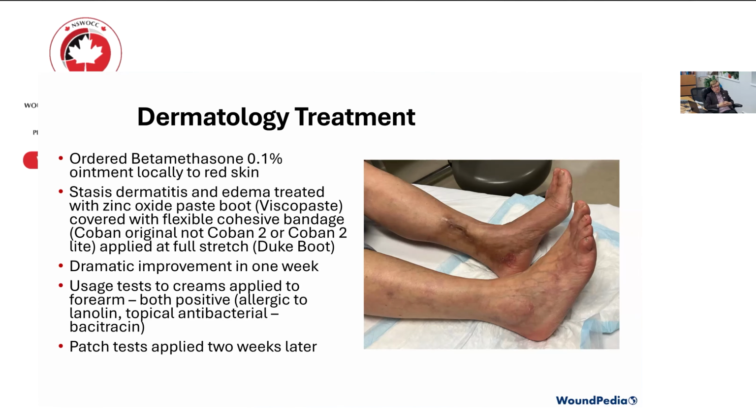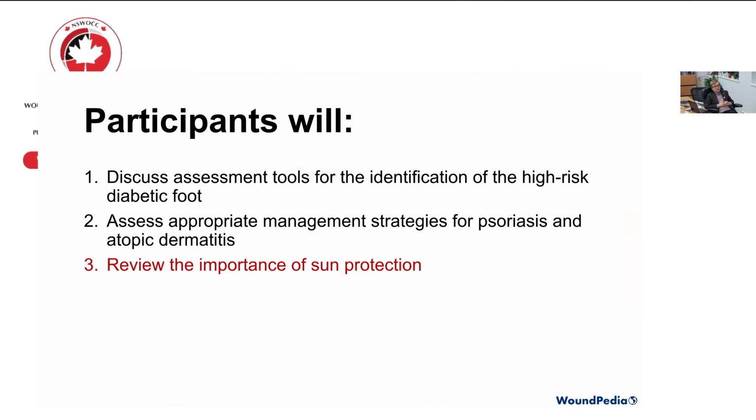Dramatic improvement. Usage tests to the creams applied to the forearm, both were positive for lanolin and bacitracin. Patch tests were applied 2 weeks later and confirmed that. Next, let's look at the importance of sun protection.